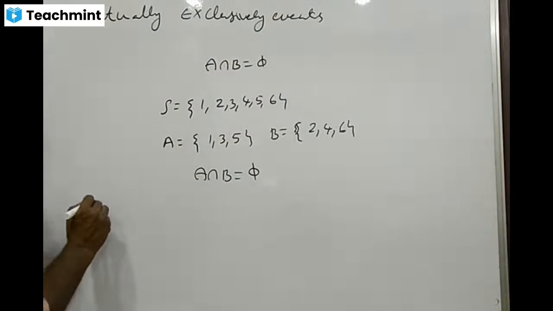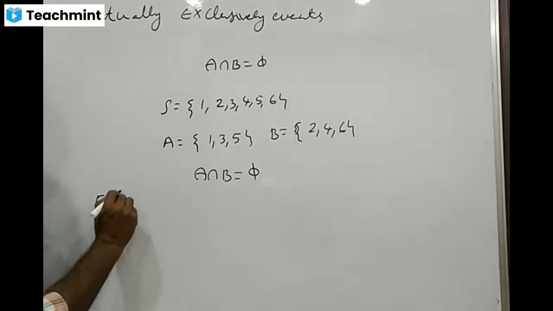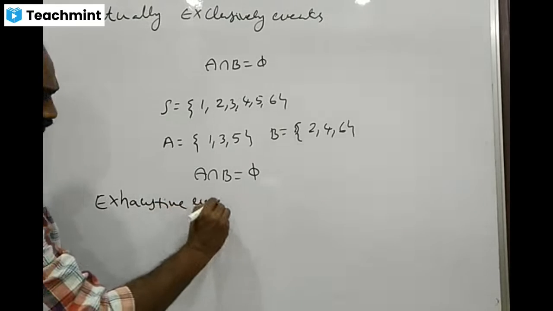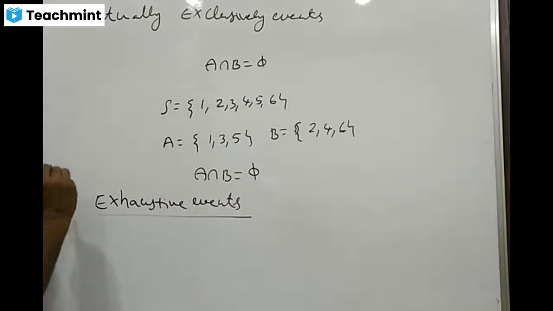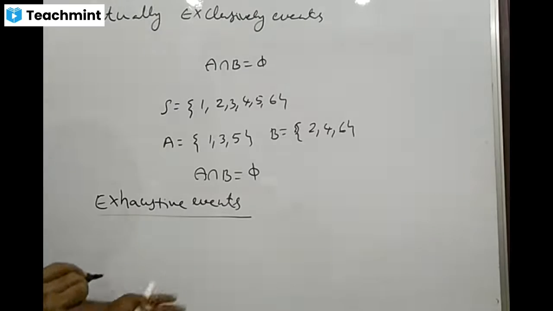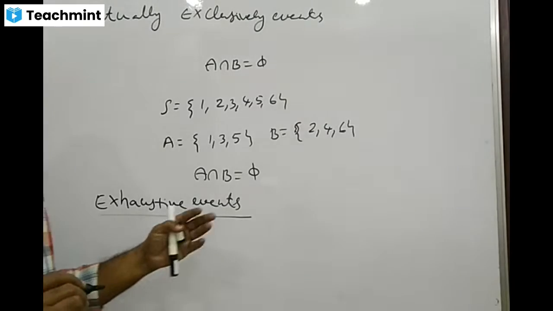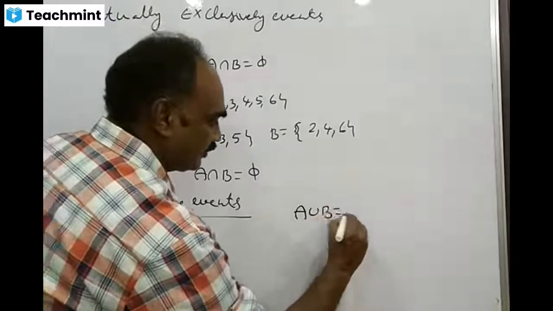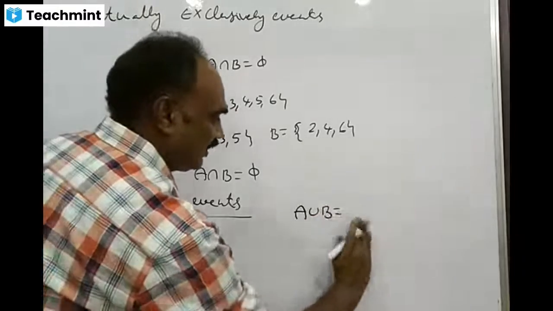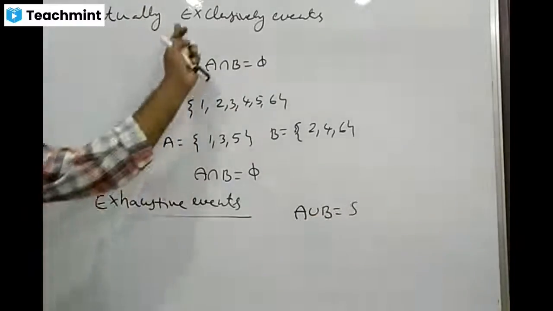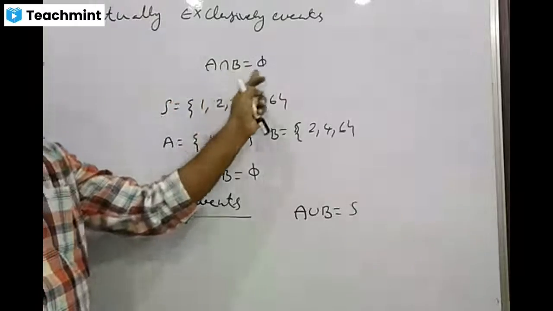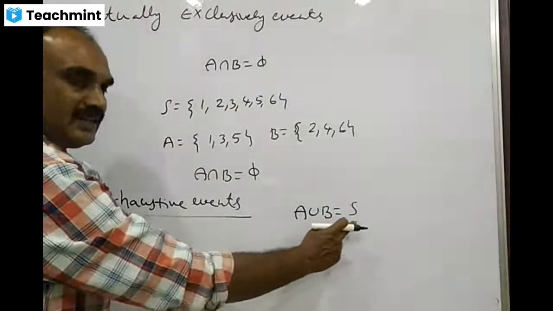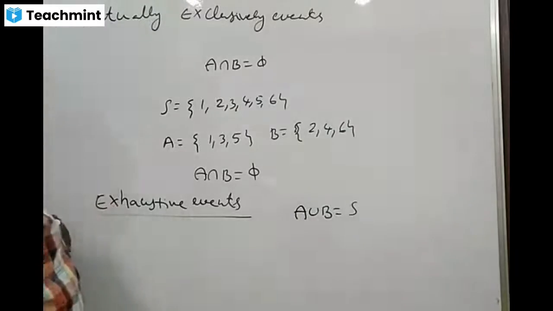Next, exhaustive events. Friends, two or more events are said to be exhaustive events if A union B is equal to S. Friends, if A intersection B is equal to φ, A and B are mutually exclusive events. If A union B is equal to S, A and B are exhaustive events.